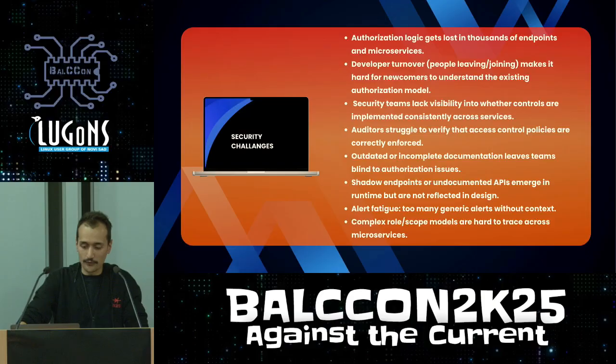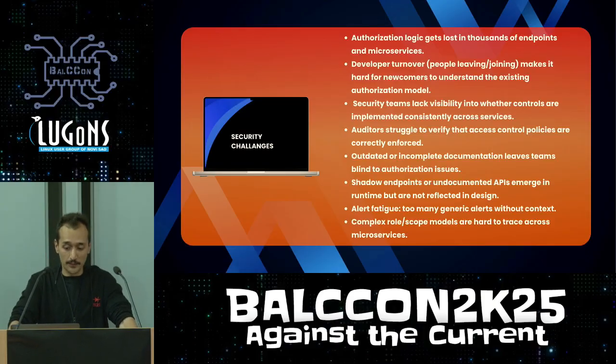There's also the problem of shadow endpoints or undocumented APIs that emerge at runtime but are not reflected in design. Again, that's one of the problems, and this could be a result of lack of communication between different business units, or again, just developers leaving. So all of these challenges make authorization mapping, or truly understanding an application's authorization model, really difficult.